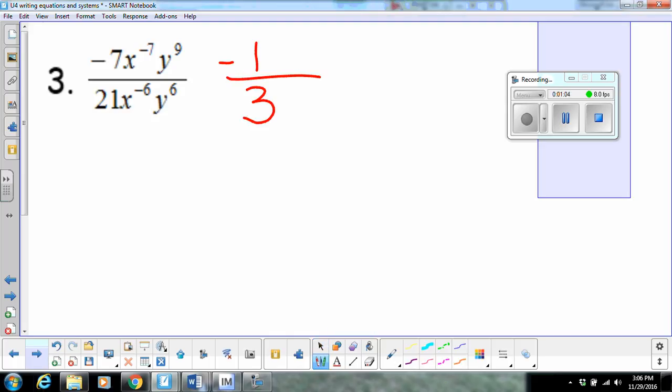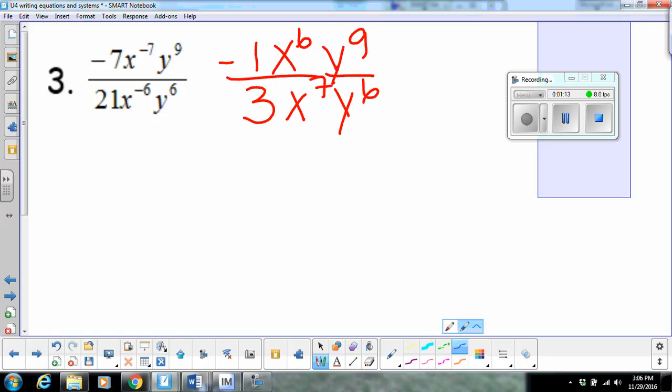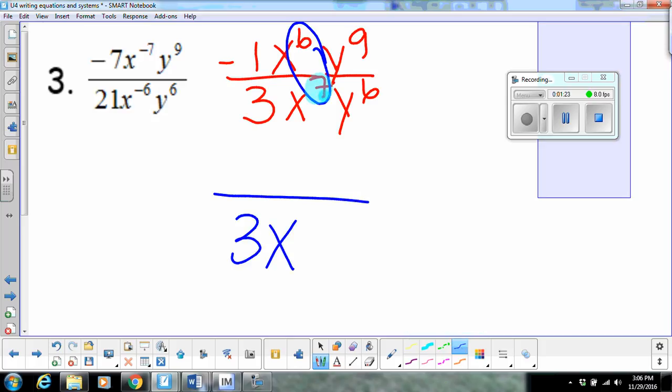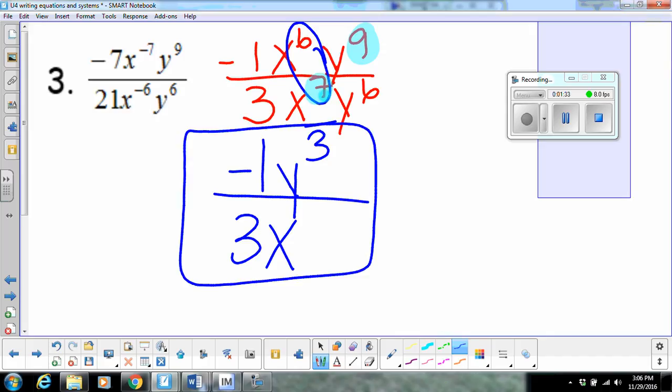All right, so now my x7 comes down, my x6 goes up, my y9 and my y6 stay in their places. Okay, so again, opposite, so we're going to subtract. Remember, I'm going to do big minus little, so 7 minus 6 gives me x to the first, and that'll be on the bottom. And then 9 minus 6 gives me y to the third, and that would be on top. You can have the 1 or you cannot have the 1. Make sure you have that negative, though.